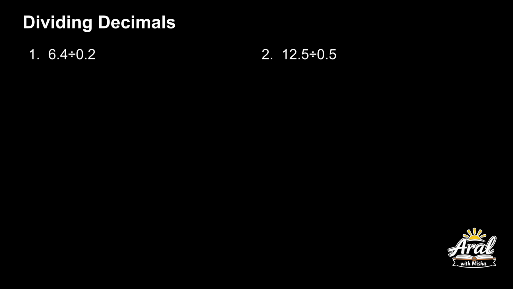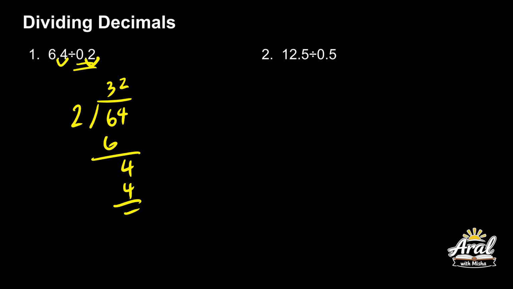Dividing decimals naman tayo. Number 1 is you gotta make the divisor a whole number. Para mag-whole number yan, move 1. So, nag-move ka ng 1. So, mag-move ka rin, yung dividend, mag-move rin ng 1. So, ang ano dyan, 64 divided by 2. Okay? 2 times 2, 4. So, the answer is 32.